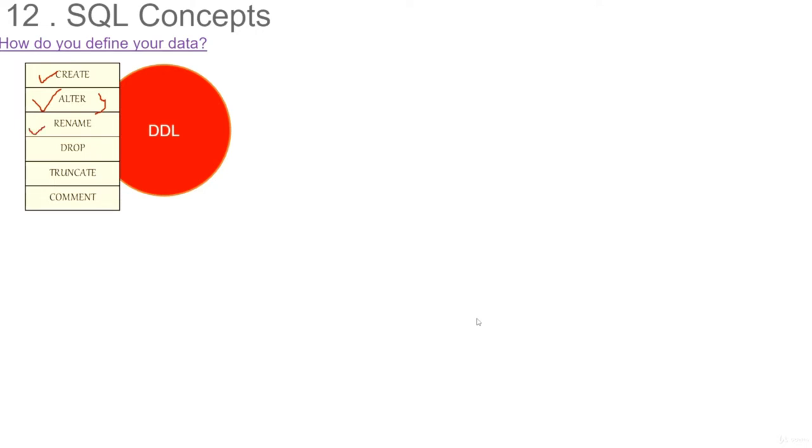Now renaming is a fairly straightforward syntax. You just rename the object to something else. Now let's say you have created certain tables and your entire business requirements have changed, or you just made so many mistakes, so many things have changed, that now the objects are no longer usable. So what you do is you drop those objects.